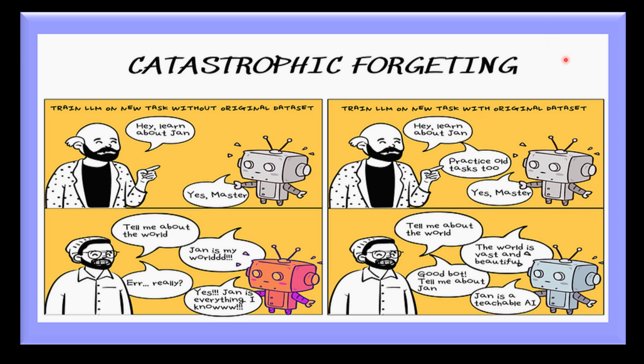So to summarize this, we can say catastrophic forgetting is a common issue in large language models, but it can be addressed by employing appropriate techniques that allow the model to learn new tasks without forgetting previously learned information. By doing so, the model's performance can be improved across a wide range of tasks.